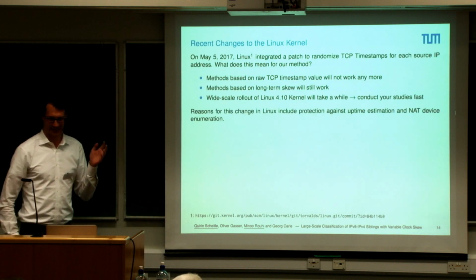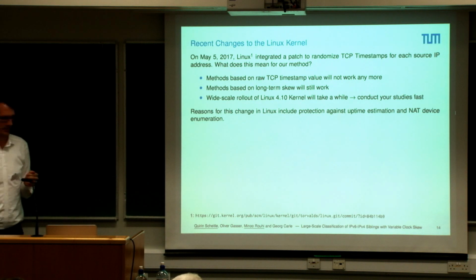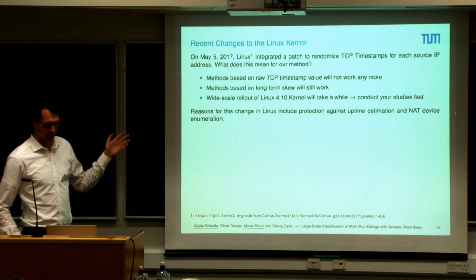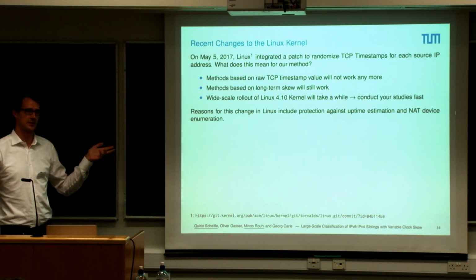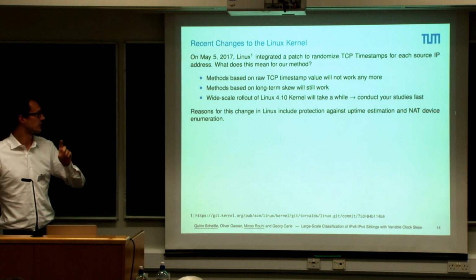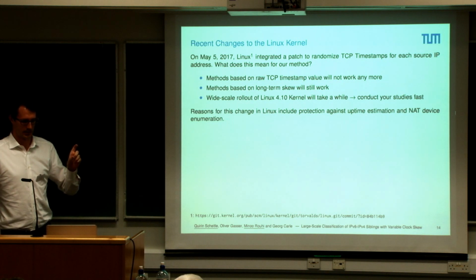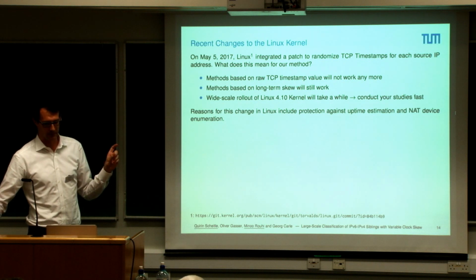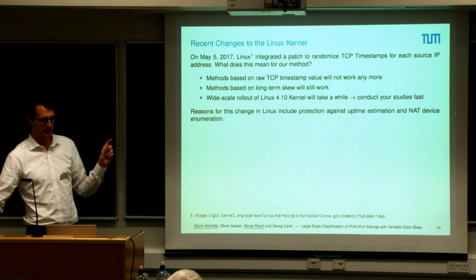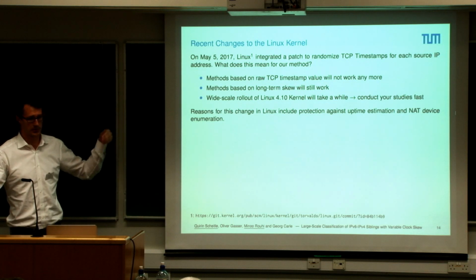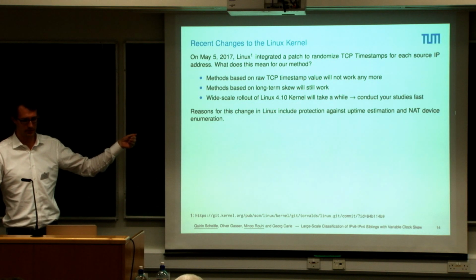And here's another very interesting thing. Very recently, after we had finished the paper, Linux actually integrated a patch to randomize TCP timestamps based on source IP and destination IP. What does that mean for us? They did it for reasons such as stopping net device enumeration. There was a paper earlier on showing that you can use timestamps to enumerate devices behind a network address translation device.